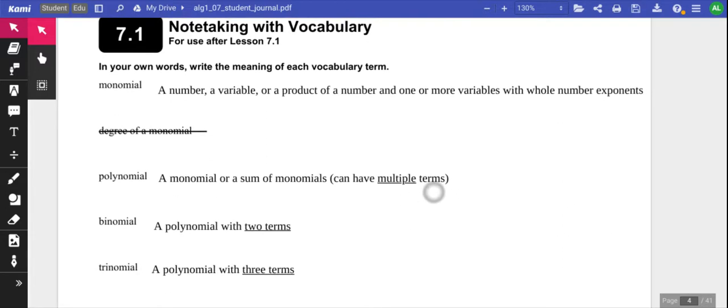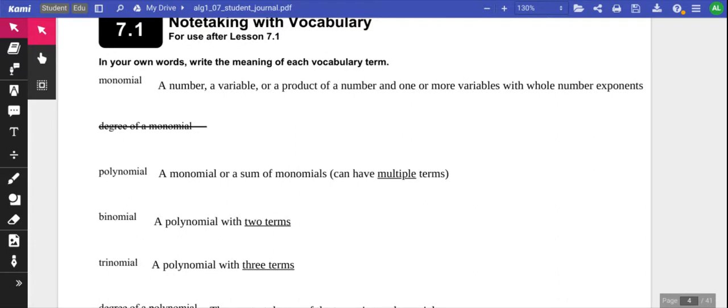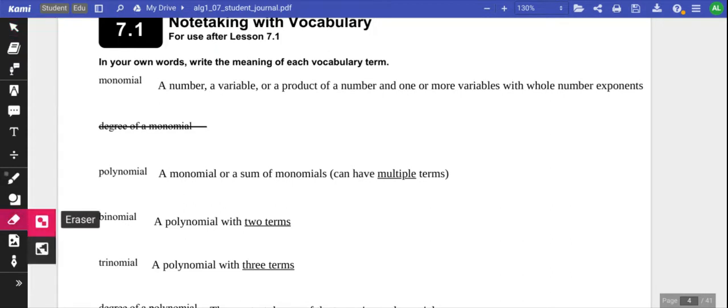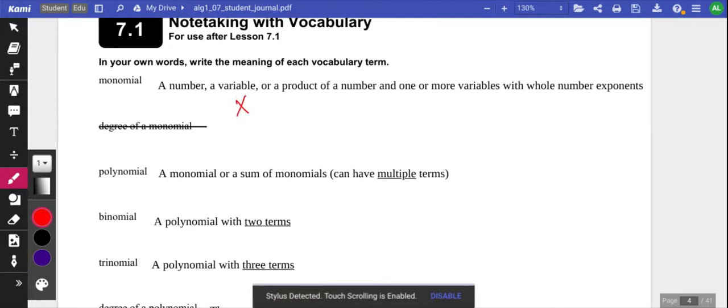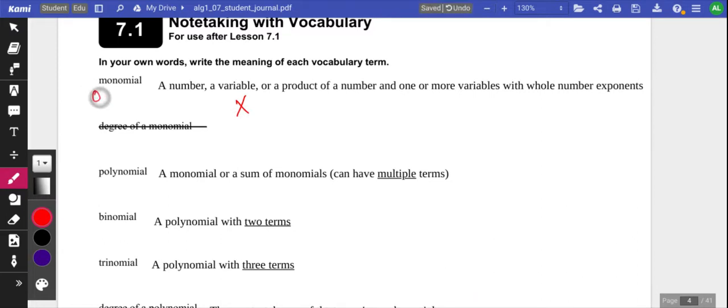All right, so real quick, I'll go over all of these different vocab terms. A monomial, okay, mono meaning one, is any expression that just has the one term. It's a number, variable, or product of a number and one or more variables with whole number exponents. Again, that sounds kind of confusing, but x is a monomial. It basically just means one term.